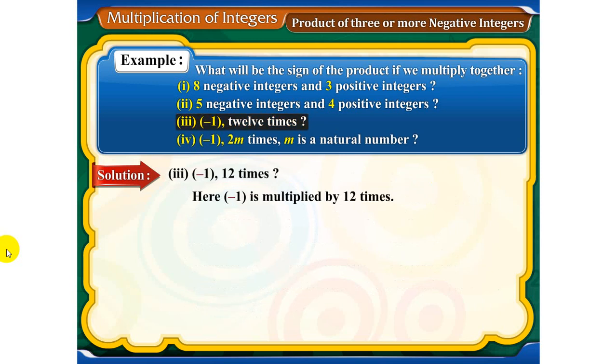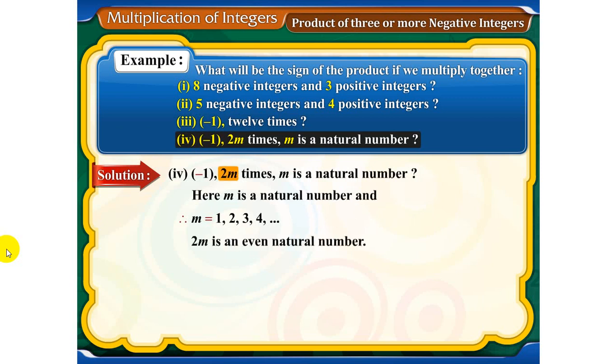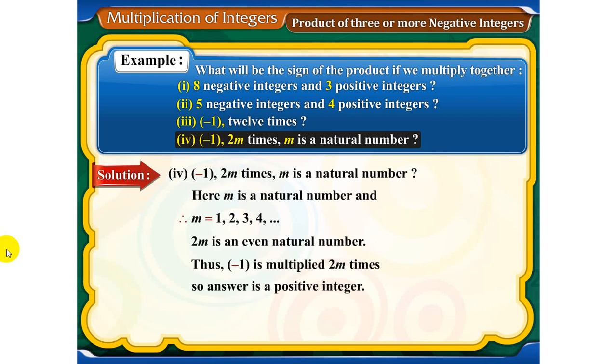3. Here, negative 1 is multiplied 12 times, and 12 is an even number. So the answer is a positive integer. 4. Here, m is a natural number, and m equals 1, 2, 3, 4, and so on. So, 2m is an even natural number. Thus, negative 1 is multiplied 2m times, so the answer is a positive integer.